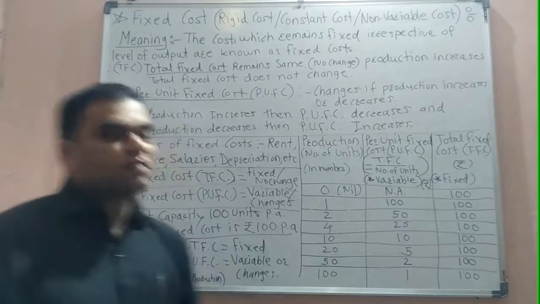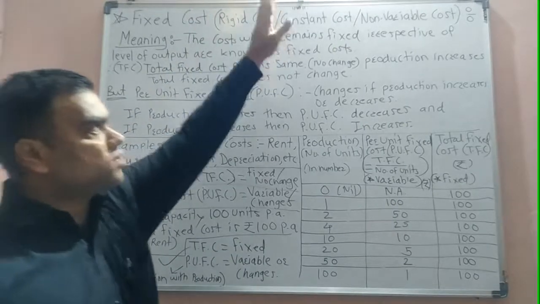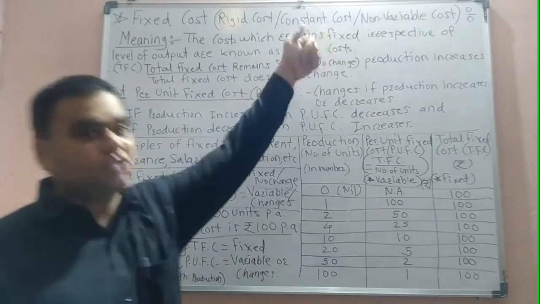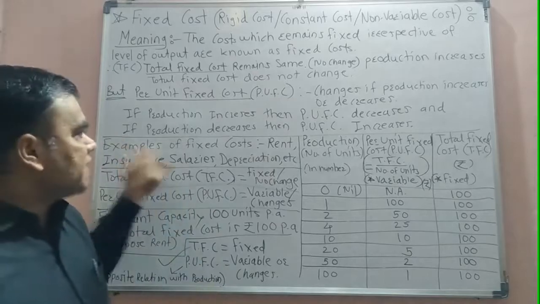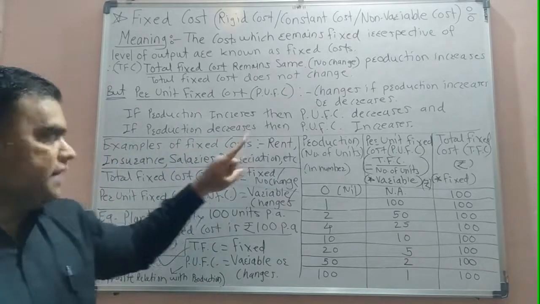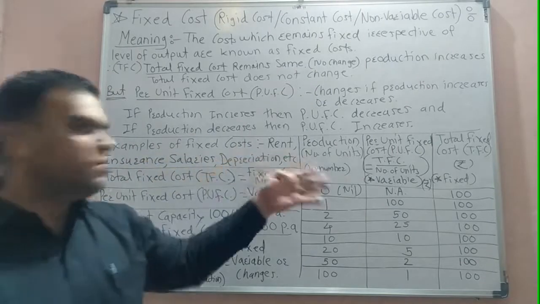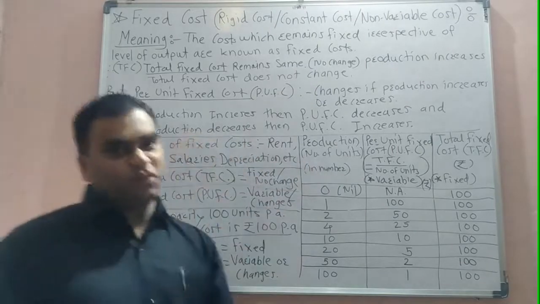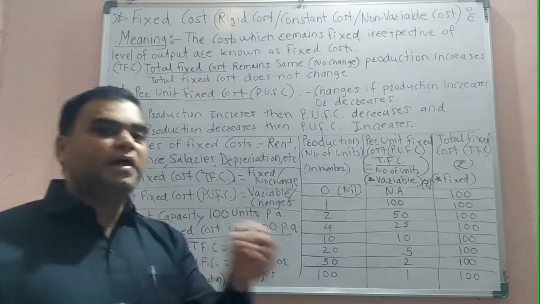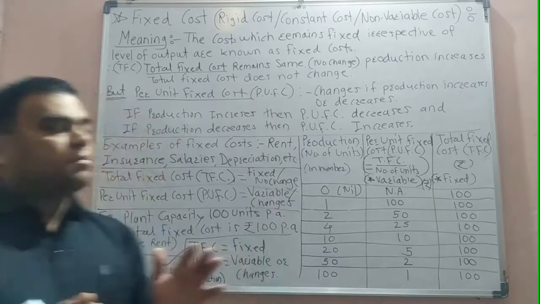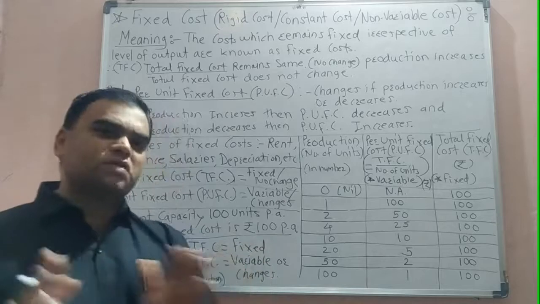What we discussed: fixed costs, which are also known as rigid cost, constant cost, or non-variable, meaning non-changeable cost, which remains fixed. We have also discussed the examples of fixed costs: rent, insurance, salaries, depreciation, and many more. And we have discussed its nature also. Total fixed costs remain the same. But what about per unit fixed costs? We have discussed that total fixed costs remain the same.